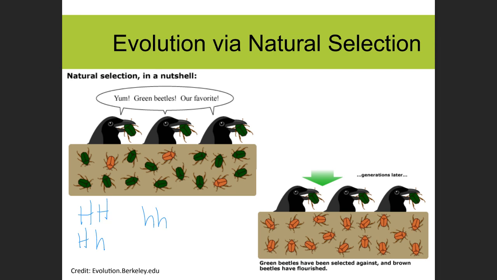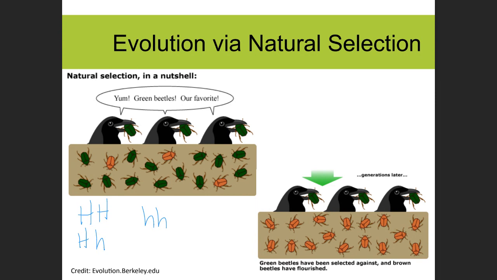The birds love the green beetles. Maybe they taste better. Maybe they stand out more in the background, right? If they live in an orange dirt area. But for whatever reason, the birds eat all the green beetles, which obviously means that even if one or two green beetles survive, mostly orange beetles are reproducing. The orange beetles are passing on their orange genes, and over time, we're going to end up with only orange beetles or mostly orange beetles.